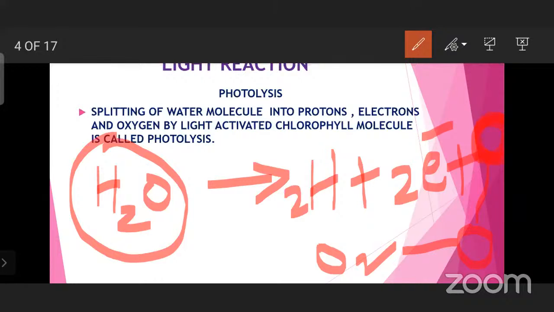And in photosynthesis, we are going to utilize 12 molecules of water. In the photochemical equation, just recall 12 molecules of water. We are going to use 6 molecules into protons.